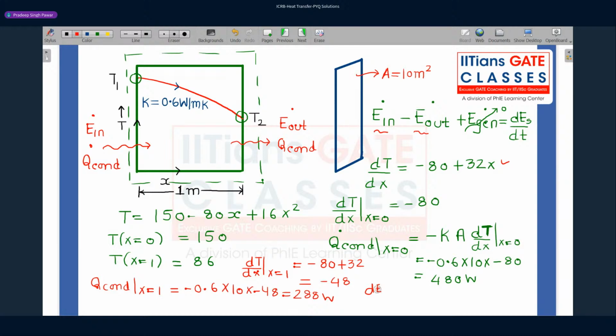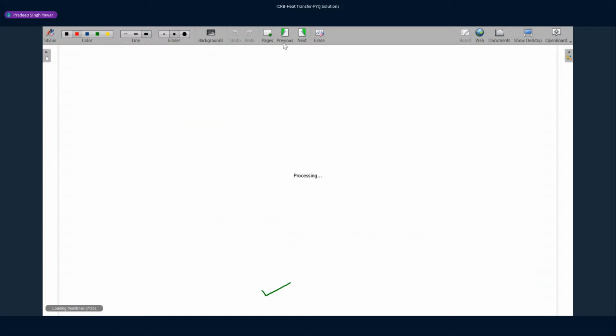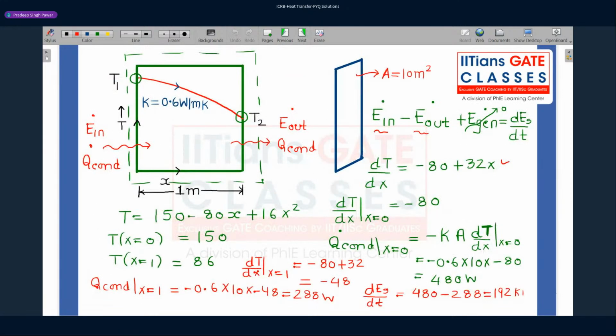You get dE_s/dt is 480 minus 288. The value comes out to be 192 kilojoule, or joule per second, I think so. Let us verify again the previous one. Let's go to the previous slide. Yes, it's joule per second, it's not kilojoule. Okay, hope this answer and the method are clear. Let's go to the next problem.